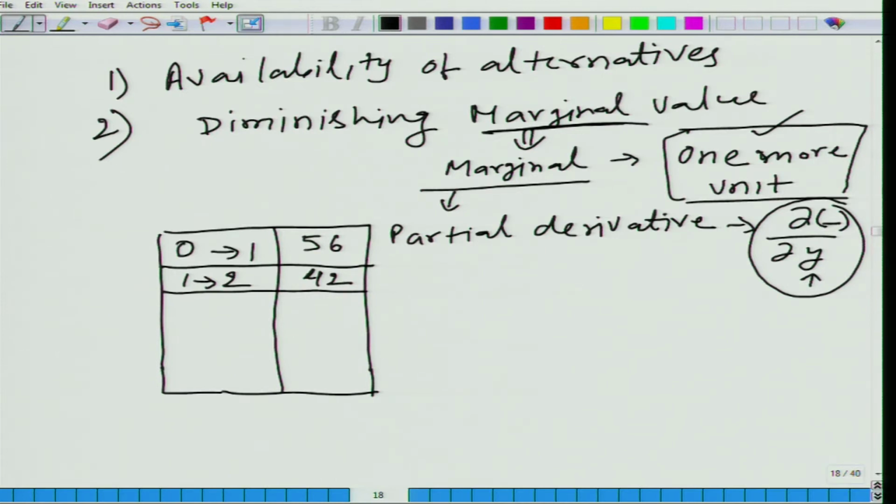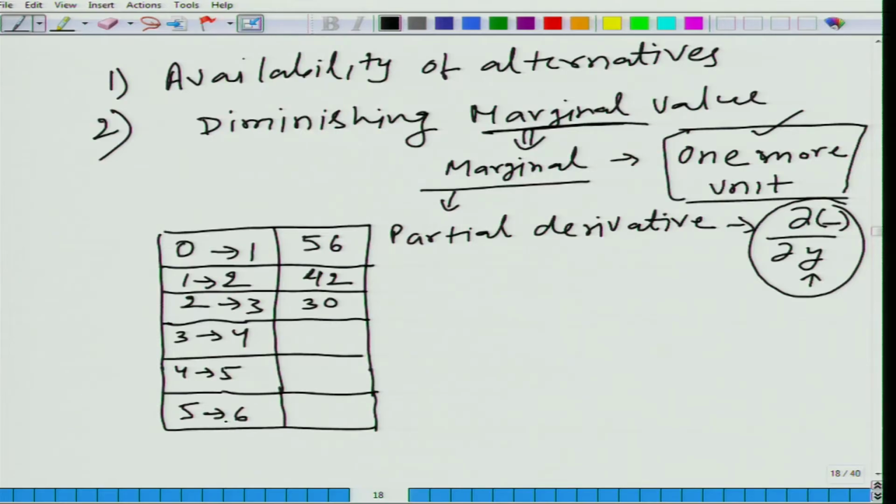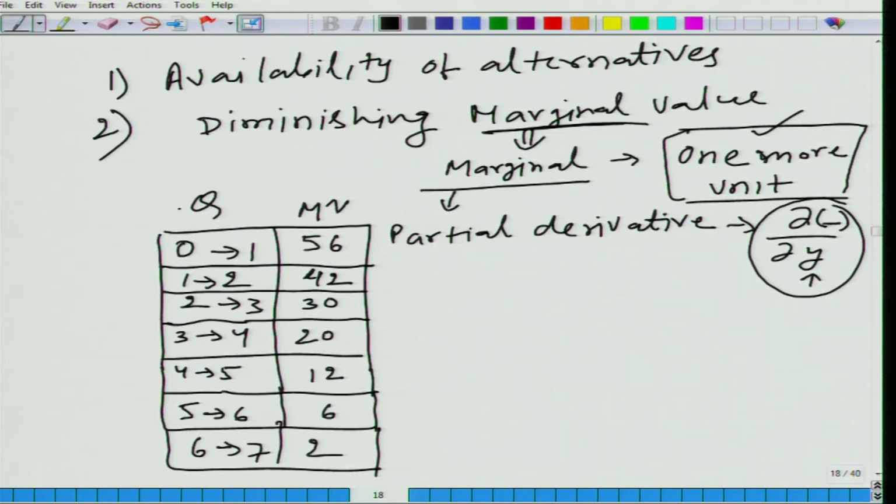How much is the total value you get from consuming 2 bananas? 56 plus 42. So 42 is just the marginal value. It means from one banana you are now consuming the second banana. And similarly, let me write some more. Sometimes people do not write these 1 to 2, 2 to 3, they will just say 1, 2, 3, 4, 5, and you should understand from the context. So, let me put some numbers arbitrarily. These are the marginal values and this is the quantity, the change in quantity at a particular level.